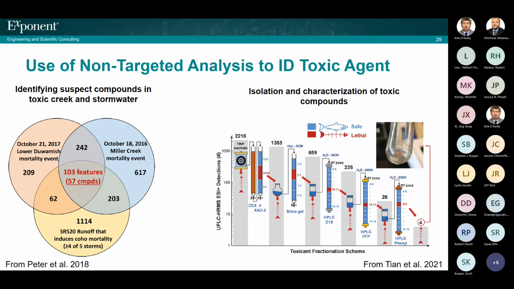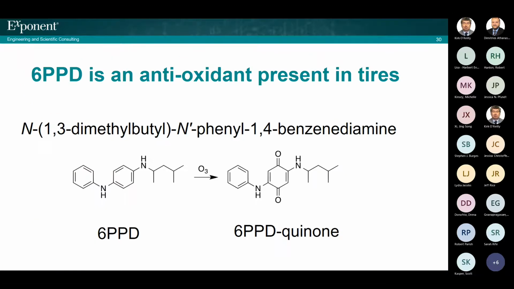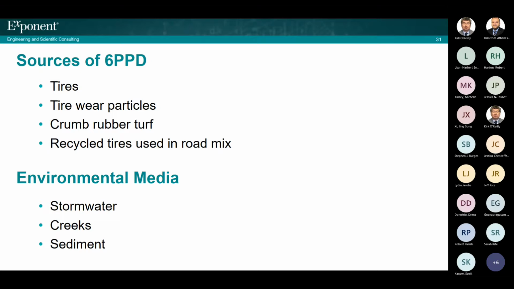So it's a very broad collaborative effort that they're doing. And again, this is just the 6-PPD, this nitrogen compound. It gets oxidized by ozone to form this quinone. And that's the compound that they've proposed as something that's very toxic to fish. And it's in a lot of things.